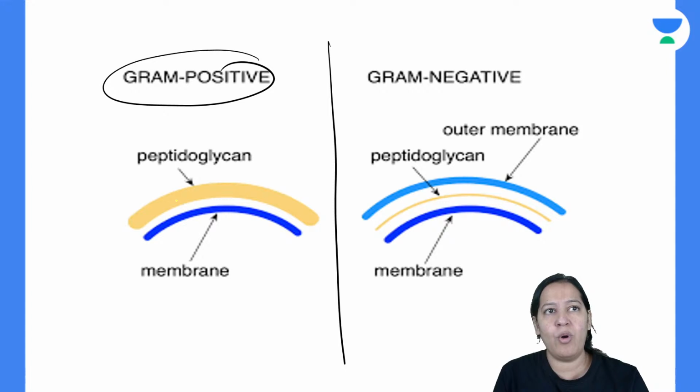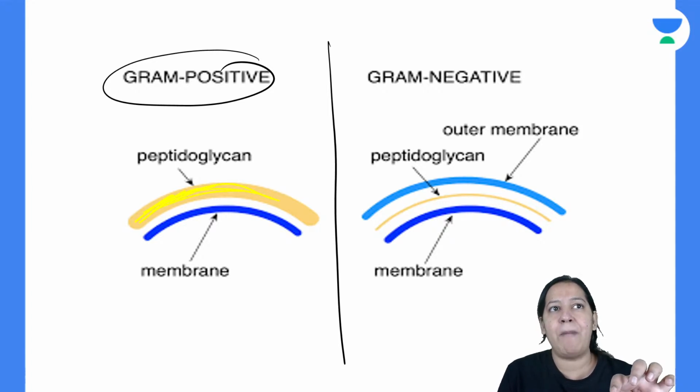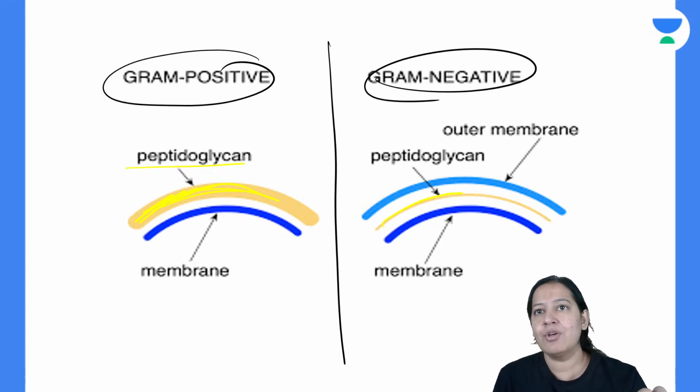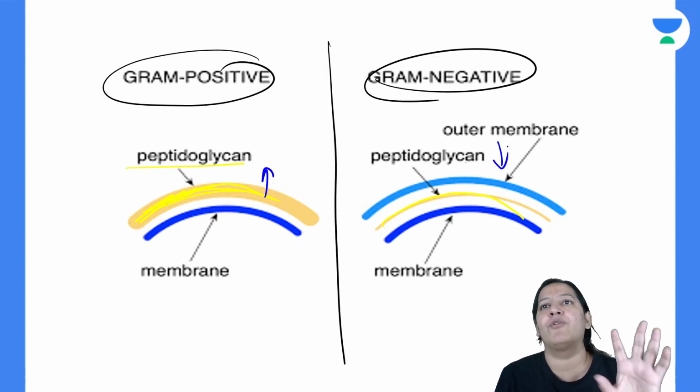Can you see this yellow color thing? This yellow color thing is the peptidoglycan in the cell wall, and this is gram negative bacteria. See the yellow color thing in the cell wall. So you can see here peptidoglycan is more and here peptidoglycan is less.